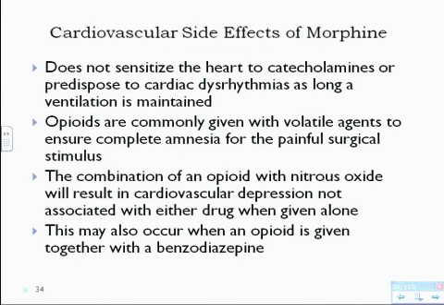Commonly given with volatile anesthetics, basically to complete amnesia for painful surgical stimulus. Now, I don't like that sentence because what it basically tries to imply to you is that it causes amnesia. What it does is it shuts down their opiate receptors so they don't feel it as being painful. People will still tell you, well, I got cut, but I just don't remember it hurting. But they still remember. Morphine or narcotics, even in high amounts, does not ensure that the person is truly amnestic. They may be amnestic to pain, but they're still not amnestic. You know that you're being cut on.